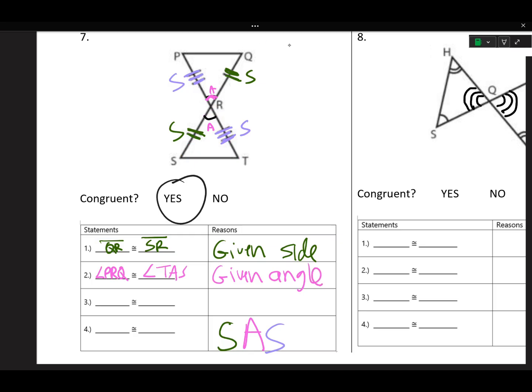Okay. Now let's do that second side. We've got PR on top. Now we've got TR on the bottom. And lastly, let's name our triangles. I'm going to call the top one triangle PRQ. And the bottom one, I'm going to call it TRS. And they are congruent by side, angle, side.